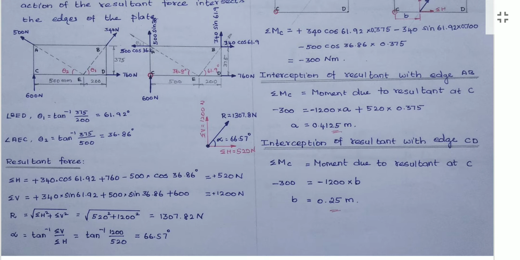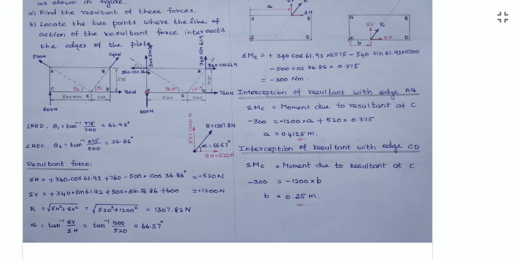Here, see this, sigma h is positive, so towards the right side. Sigma v is positive, towards up. So the resultant will be in between these, so it is in the first quadrant. The angle will be like that.